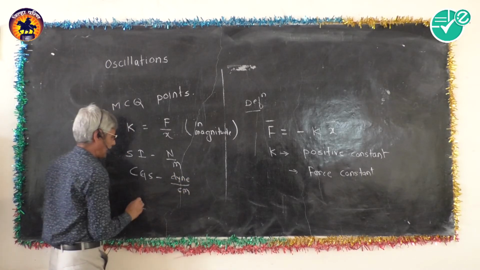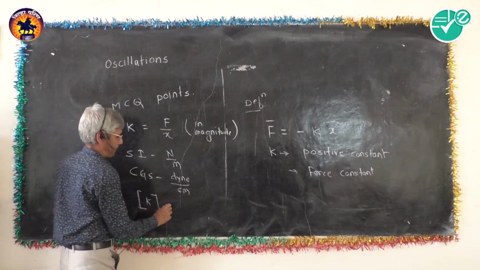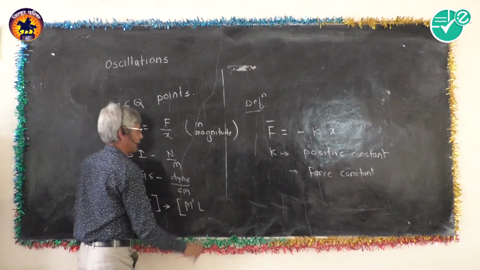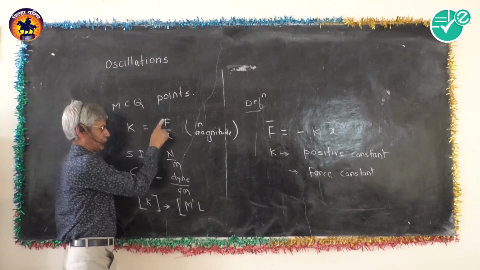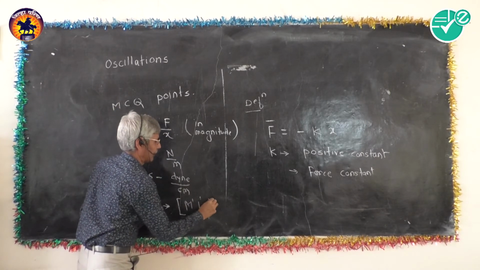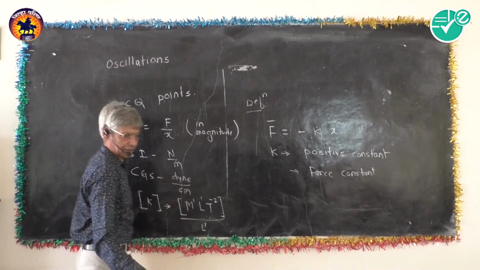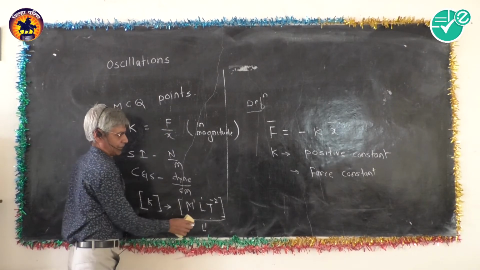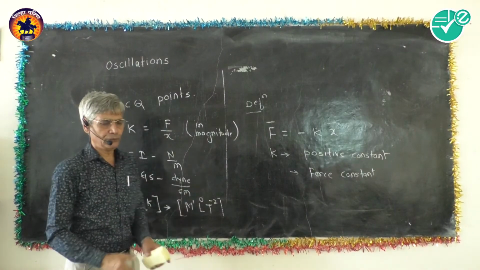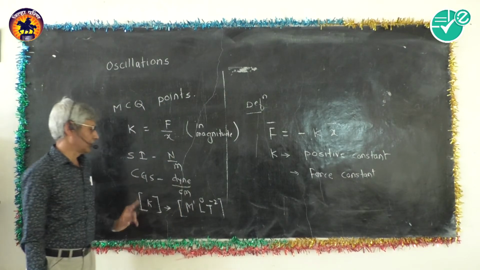The dimensions of this force constant are M raised to 1, L raised to 1, T raised to minus 2, divided by L raised to 1. So it becomes M raised to 1, L raised to 0, T raised to minus 2. So these are the dimensions of this force constant.